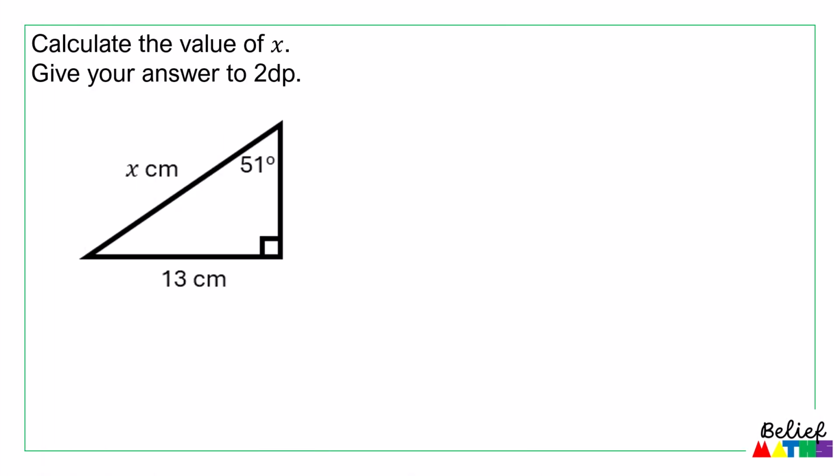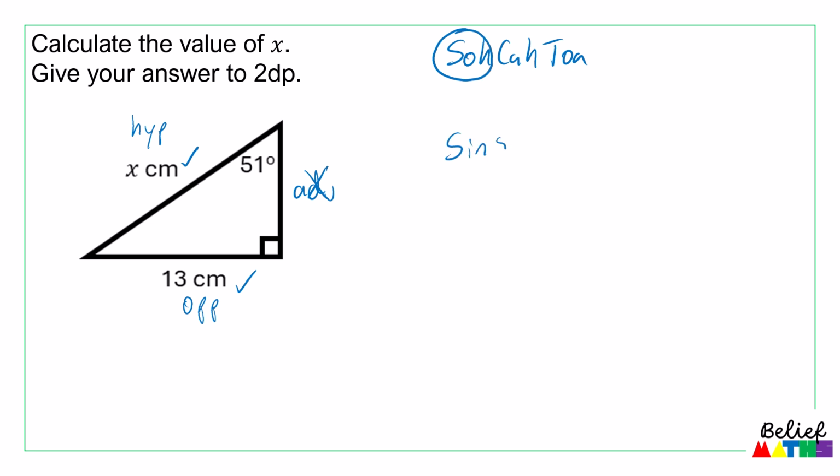Now, another one very similar to the last one here. We have a side, we're missing a side, and we have an angle. So again, we know this is going to be SOHCAHTOA. So let's label this again. The hypotenuse is our x, the opposite is our 13, and our adjacent is the other side. Again, we're going to use the opposite and find the hypotenuse. Again, adjacent is no use to us, so we're going to use sine. Subbing that in, sine of 51 degrees is equal to the opposite over the hypotenuse.